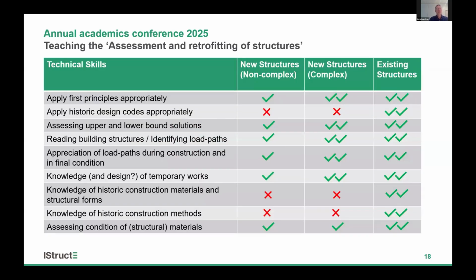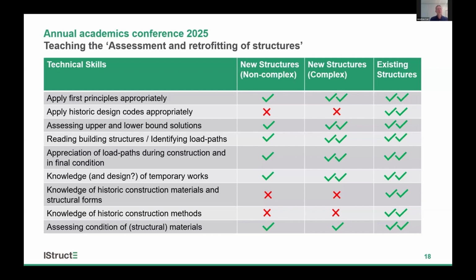So this is what we did. We just did a fairly thumb-in-the-air estimation of what we felt the key skills were for those three different types of structures: non-complex new structures, complex new structures, and existing structures. You might disagree with the number of ticks that we've put here, but as a general principle, it illustrates the point that there's quite a lot of overlap between existing structures and complex new structures. Some overlap with non-complex new structures, but clearly the level of competence you need for existing structures and complex new structures is greater than for non-complex.